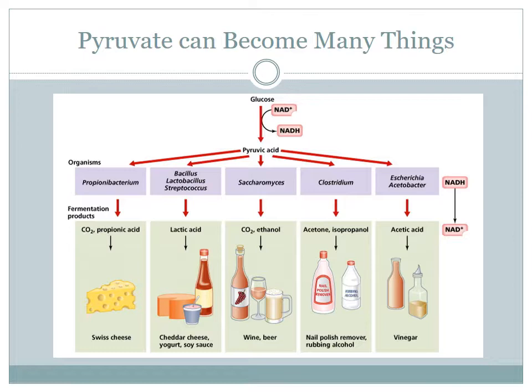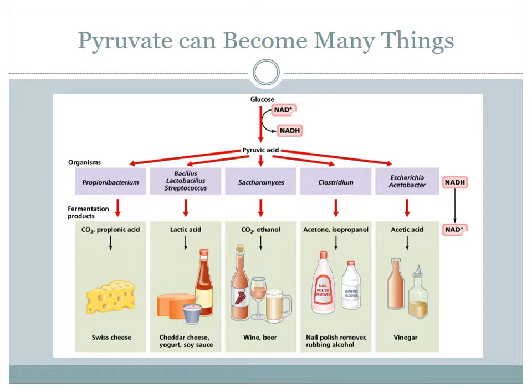Saccharomyces, yeast. If you were to introduce pyruvate to yeast, the enzymes in yeast, you produce carbon dioxide and ethanol. Wine, beer, bread, things like that. If you introduce pyruvic acid to Clostridium, the enzymes in Clostridium, you end up making acetone. Slight difference between acetone, which is nail polish remover, and ethanol. And if you introduce it to Acetobacter, you end up with acetic acid, or vinegar.